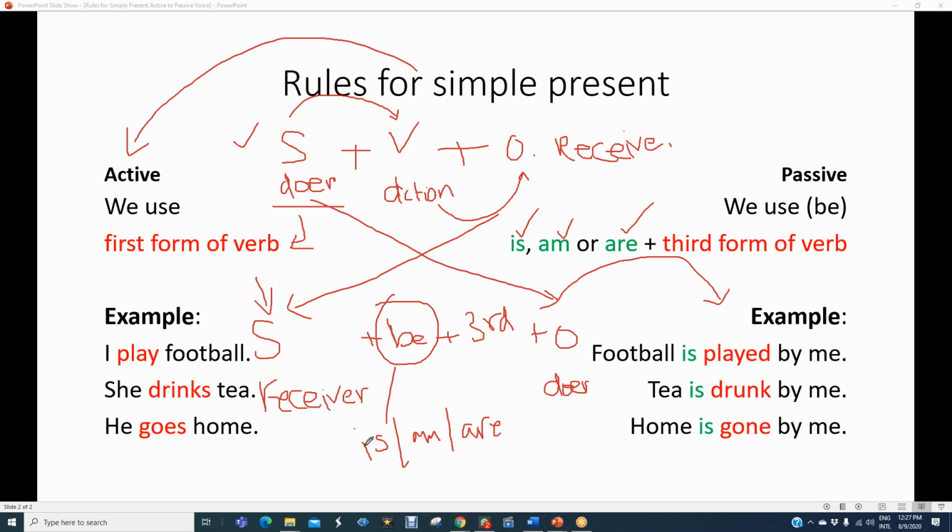If you have he, she, it, then necessarily you will use is, right? The third person singular. If you have subject like I, then obviously you will need am. But if you have plural subjects, then you need are. And after that, you need the third form of the verb. So if you have play, this will become played. If you have eat, it will become eaten. So you need to use a third form after the be verb when you make the passive voice. I'm going to show you the examples right here.